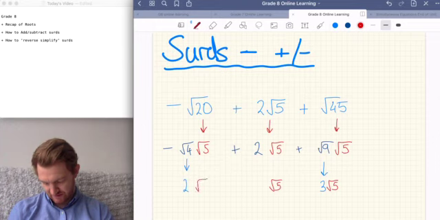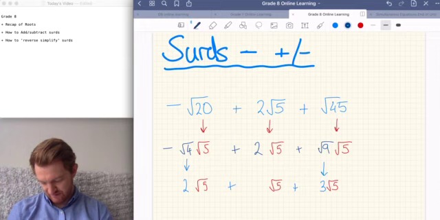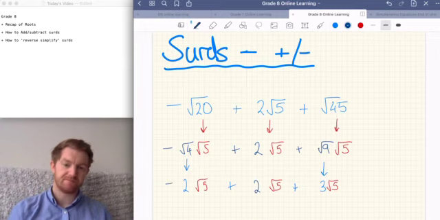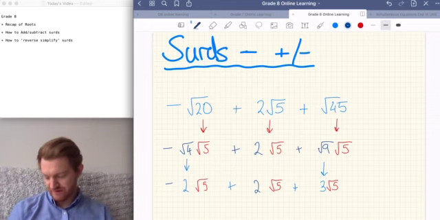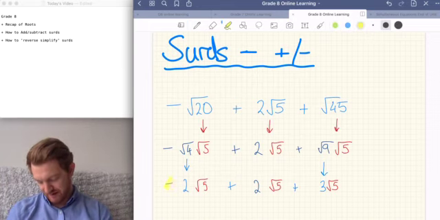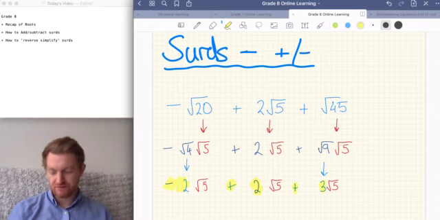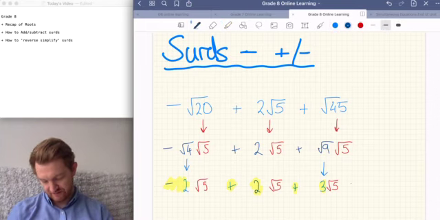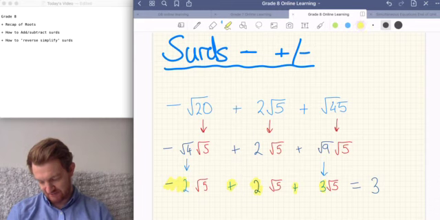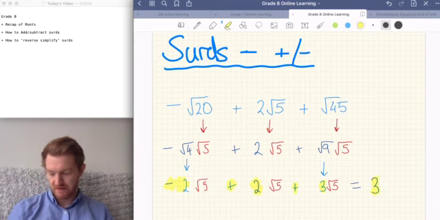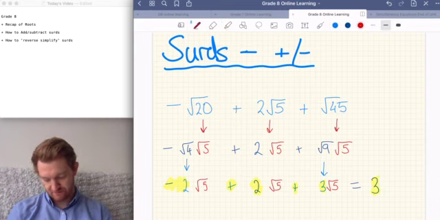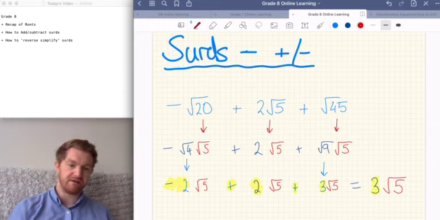You can see I'm color coding them. And we're still adding them together. That one's negative, and that one's still a 2. And now we have a situation where we have a negative 2, a positive 2, and a positive 3. Minus 2 plus 2 plus 3 is going to give us exactly 3 when we add all of those together. And then we just pop the root 5 on the end.